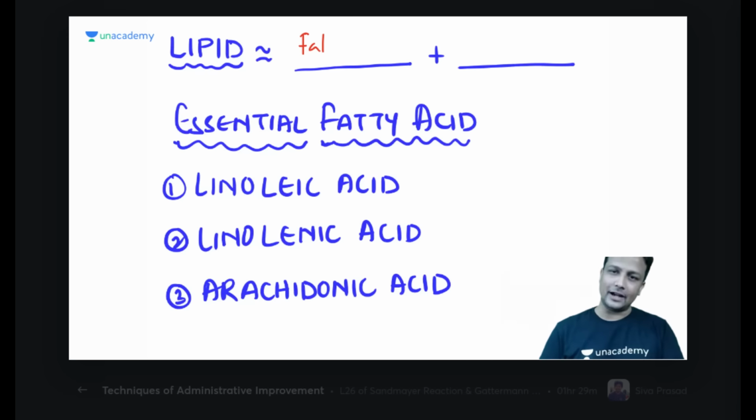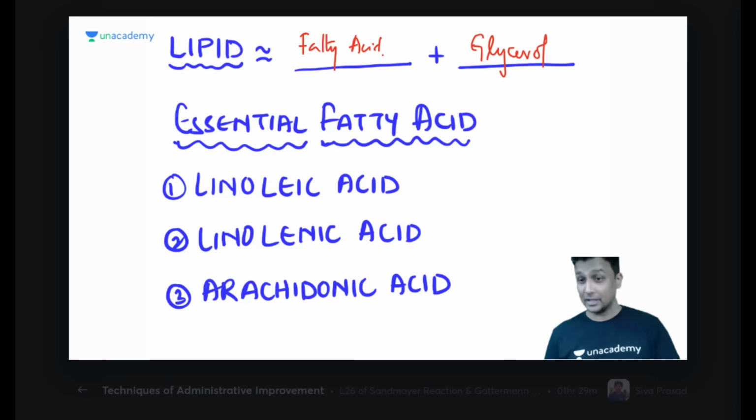Lipid is made up of 2 things. Number 1, fatty acid, and that will combine along with the alcohol, and most commonly it will be glycerol. So what is a lipid here right now, sir? Lipid is an ester of fatty acid and glycerol. Remember for life, throughout all your 19 subjects, anywhere you come across a lipid, you have to remember these 2 words: fatty acid, glycerol.